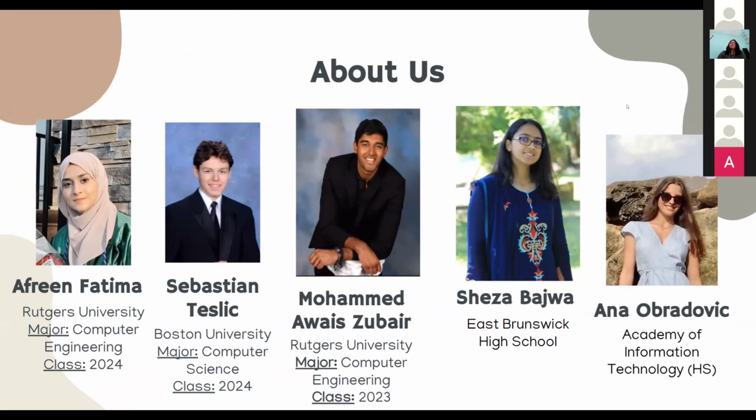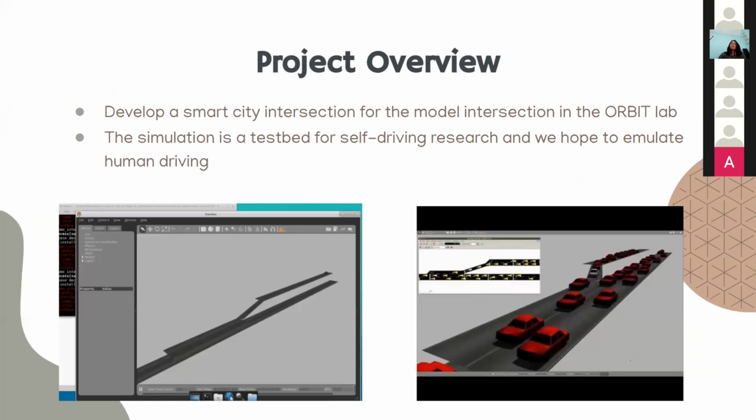My name is Sheza Bajwa, and this summer I worked with Afreen, Sebastian, Mohammed, and Anna to create this project. Our project was to develop a smart city intersection for the model intersection in the Orbit Lab. There we have a model replica of the intersections of 120th and Amsterdam Avenue and 120th and Broadway in New York.